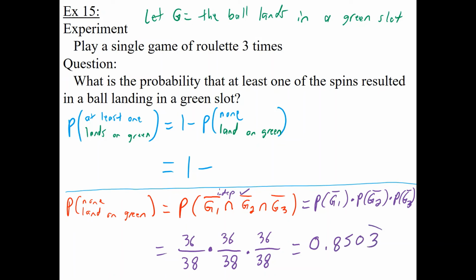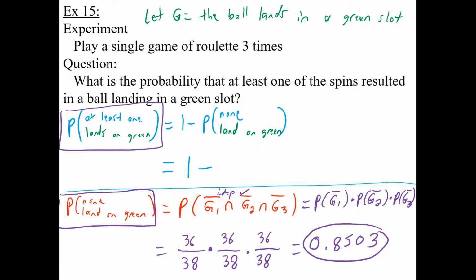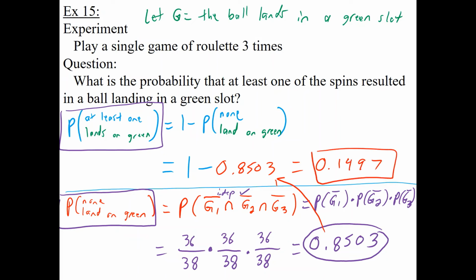That's the answer for probability of none. We wanted probability at least 1, so it's 1 minus probability of none. So right here you have to just fill in this area here with that 0.8503. So back to the original question, you put a 0.8503 here, so this number goes here, and you get 0.1497. That's the probability at least 1 of the spins lands on green.